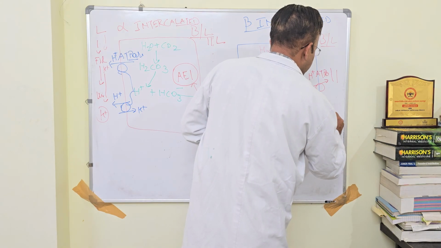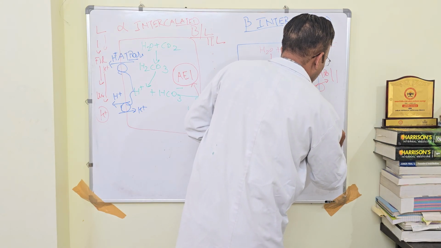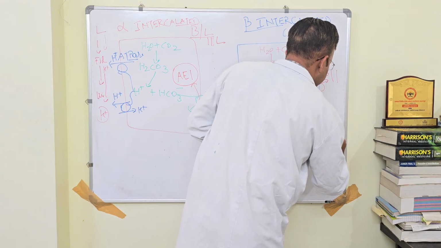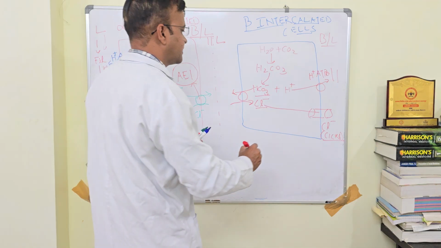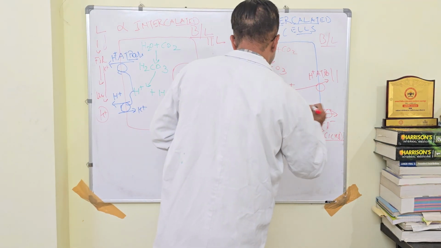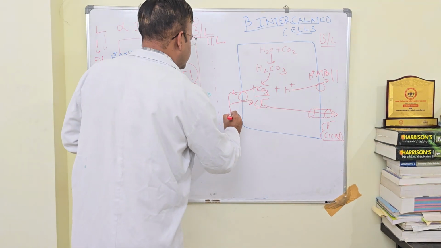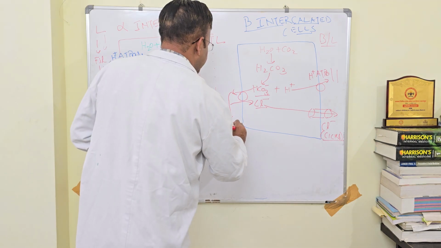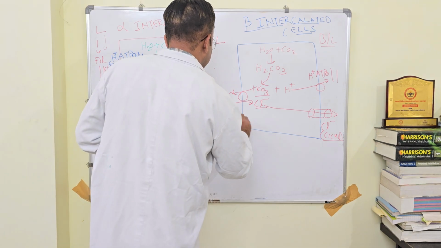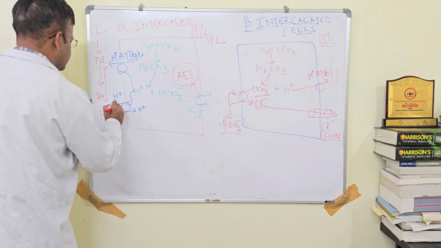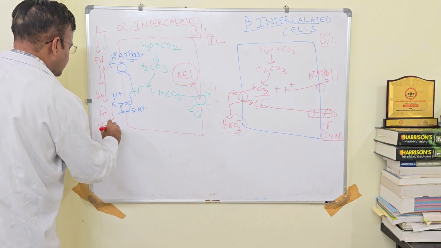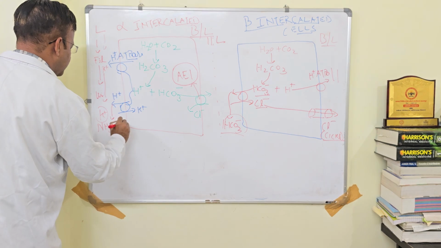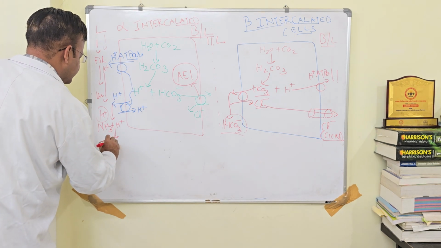And this chlorine will also be reabsorbed, with the help of which ion channel? Our chlorine ClC-Kb channel, right? And this bicarbonate will get excreted out in urine, right? This H plus will combine with our NH3, and H plus will become NH4 plus, right?